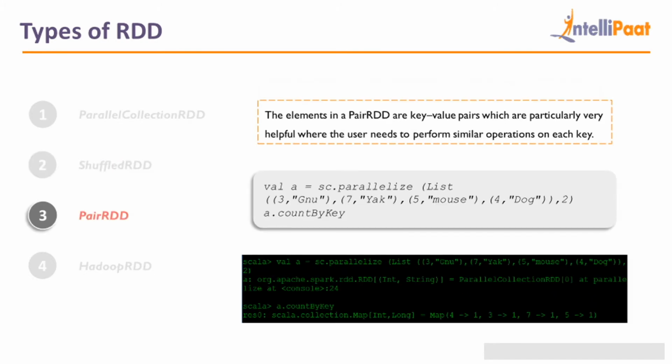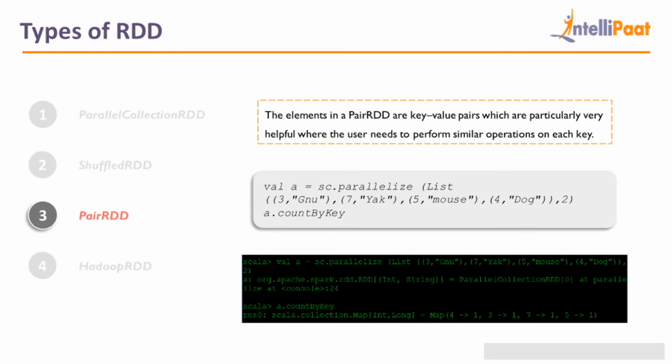So the paired RDD basically means that these data sets, these RDDs, are key value pairs, which are particularly helpful when we need to perform similar operations on each key. So for instance, here we have something like dot count by key. So what does that mean? So basically what we're doing here is we're running an operation where wherever there is a key, it is being counted, and in what quantity that particular key exists.